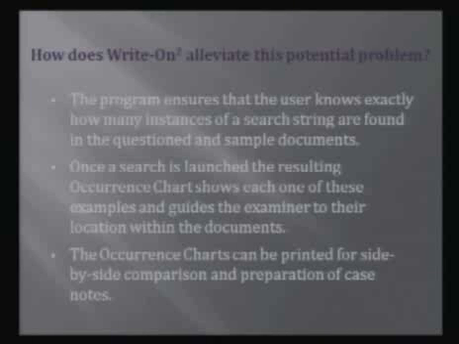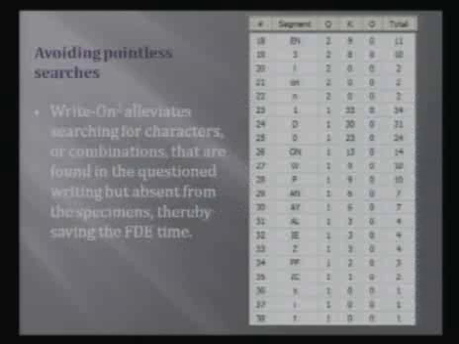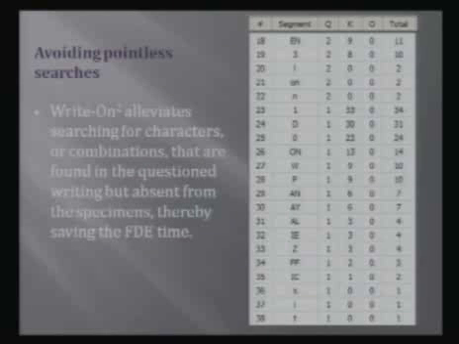within the document. Once the search is launched, you can do the side-by-side comparison on the screen, or you have the option to print the occurrence charts out and make notes on the hard copies, which can be quite useful, although it does tend to generate an awful lot of paper, but it's readily available to you. It can also alleviate unnecessary searches.